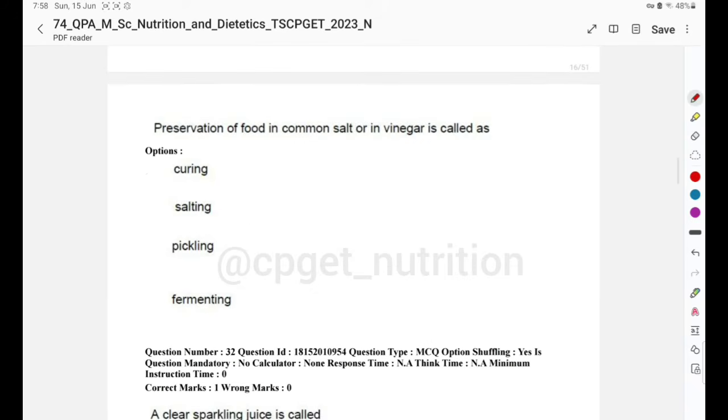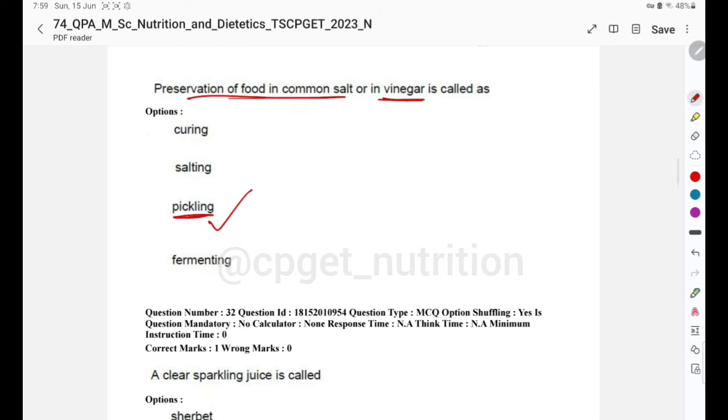Moving on to the next question, preservation of the food in common salt or in vinegar is called as dash. So here the correct answer is pickling. It is not curing or salting or fermenting, it is pickling.